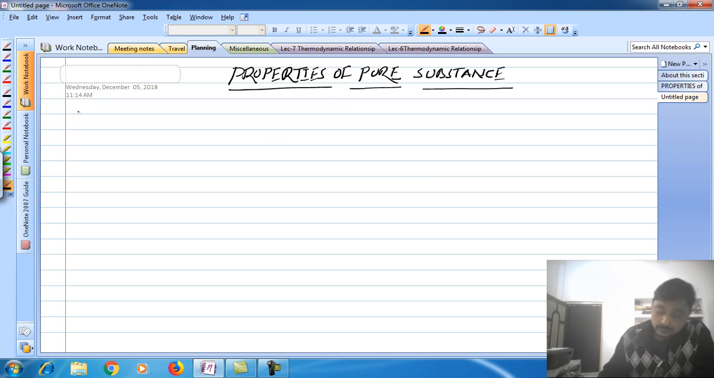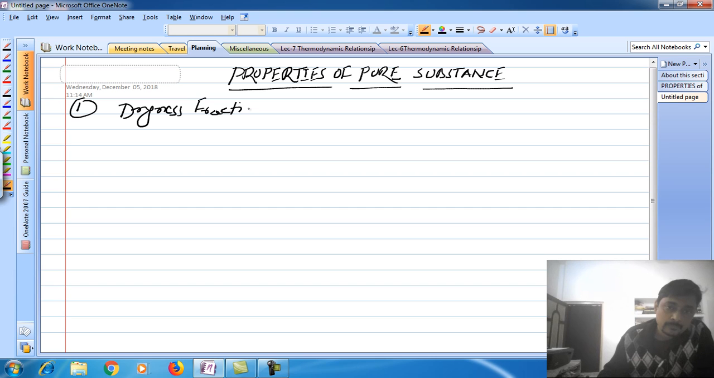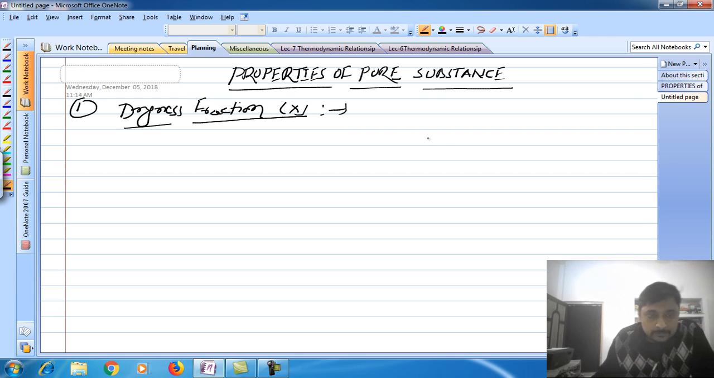Right. First of all, I will define in this section dryness fraction. This is denoted by x. This is a very important term.